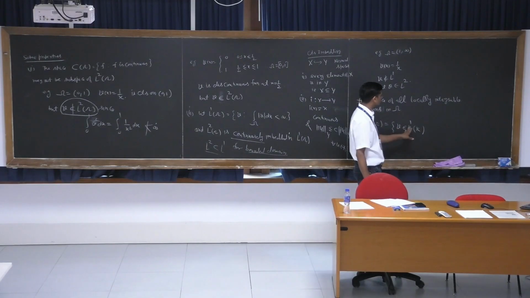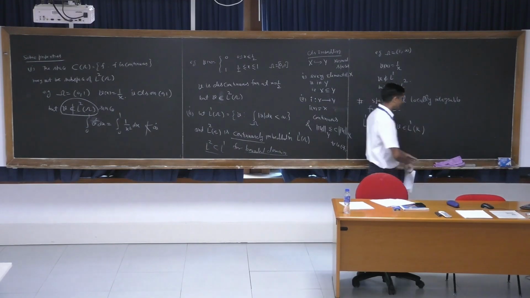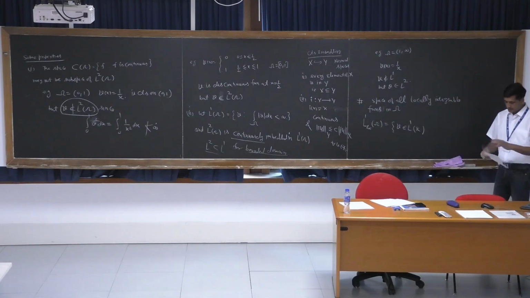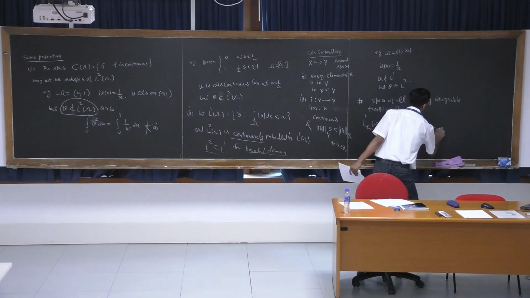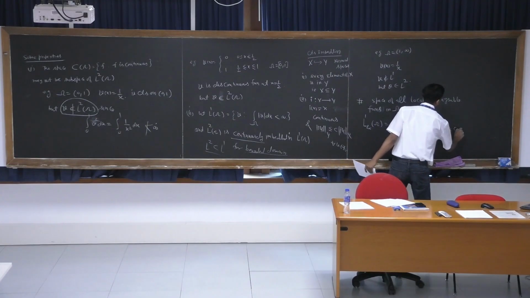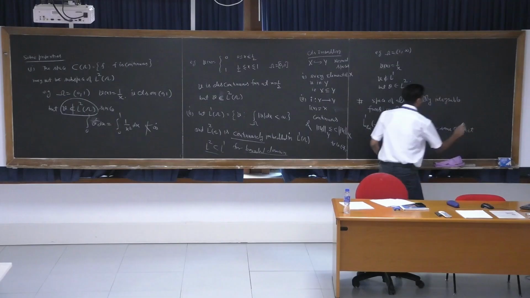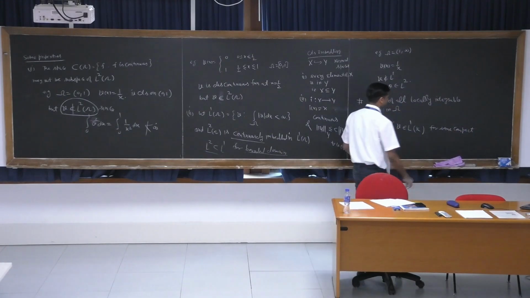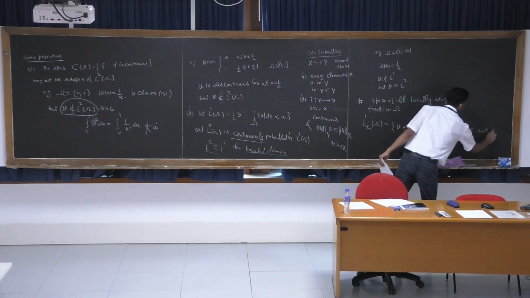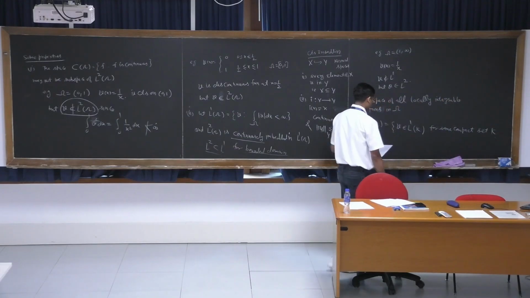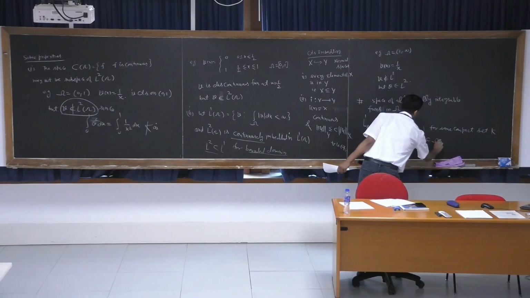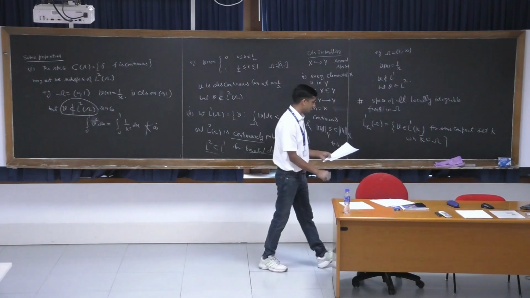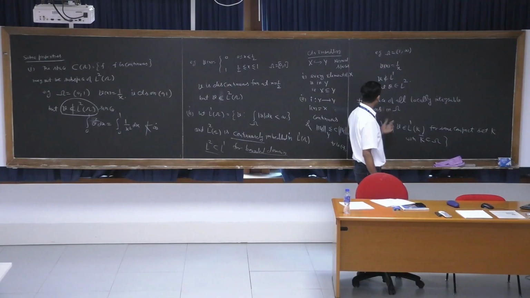It means that v belongs to L1(K), where K is some subset of omega, for some compact set K with K bar contained in omega. So this is the locally integrable space.